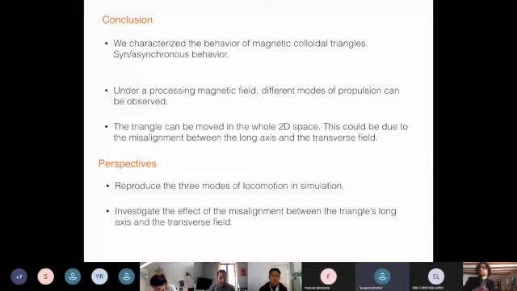So now we are working with numericists and theoreticians to try to reproduce the 3 modes of locomotion in simulation, and also it could be interesting to see if it's indeed this effect of misalignment that allows the triangles to move in the 2D space.